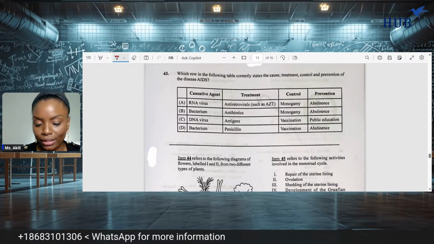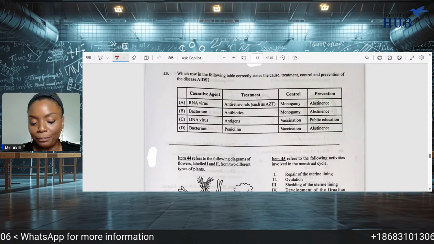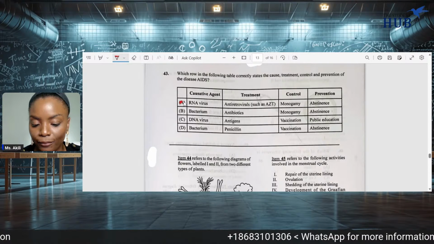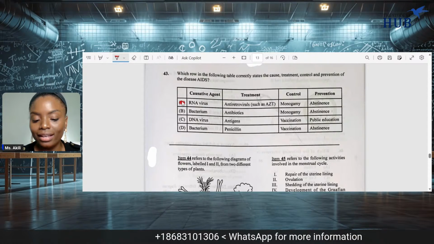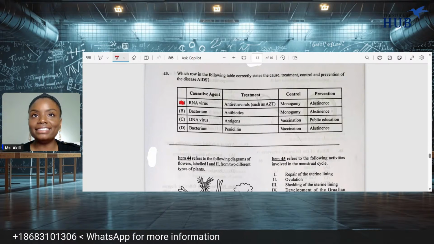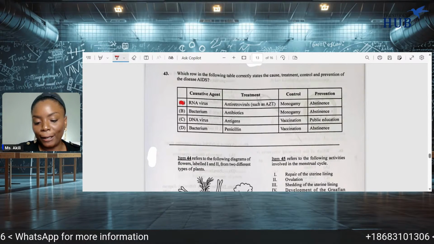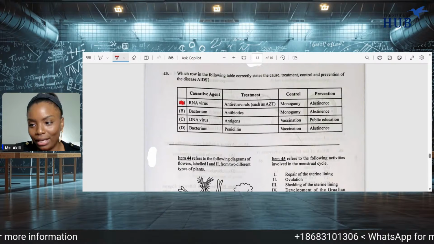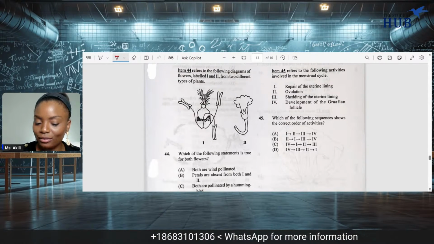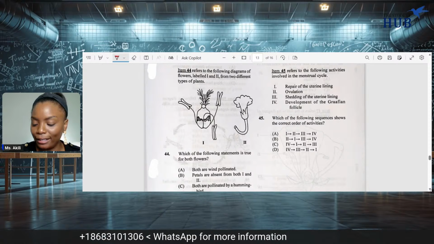So A is going to be the best answer here, because from the jump, for the causative agent, it's the only one with an RNA virus, right? That question is a little sticky though, because AIDS is the development of HIV, but we don't consider AIDS to be an infectious disease, right? So a little sticky, but we understand where they were coming from, right?